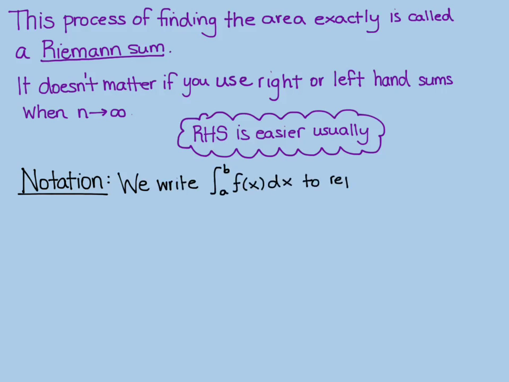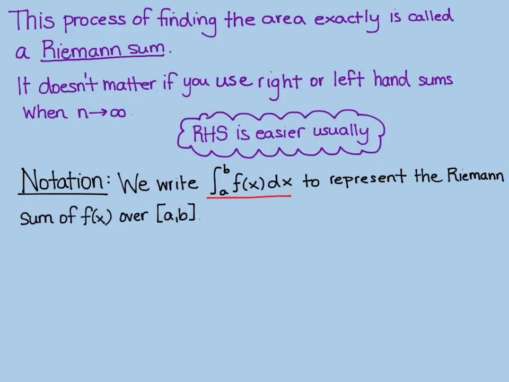We have notation for indicating that we plan to do a Riemann sum. We write this elongated S with an a on the bottom and a b on top, and then to the right f of x dx, to represent the sum of all the rectangles under f of x over the interval from a to b. Notice that this symbol that in the past we've called the integral symbol is an elongated S. The elongated S is supposed to stand for the Riemann sum. We read this as the integral from a to b of f of x dx.